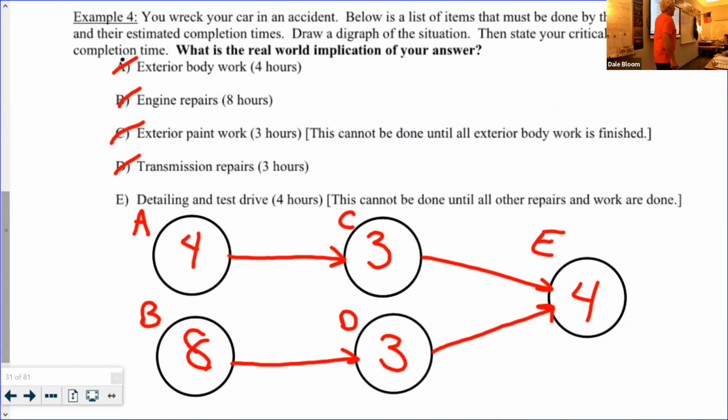How many paths? There's two. I can start at A, I can start at B. A, C, E. So now which one has the biggest value? A, C, E. The biggest answer? B, D, E. Okay, that is your critical path. Given your critical path, I want you to answer this question. What does that mean for you in real world time? What does that critical path mean? I want you to interpret that.